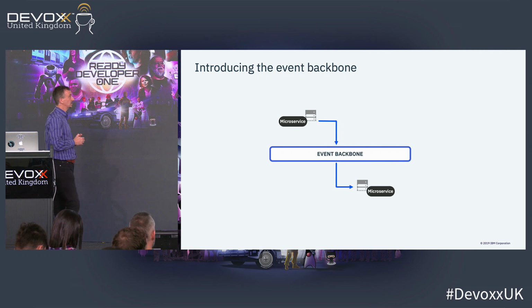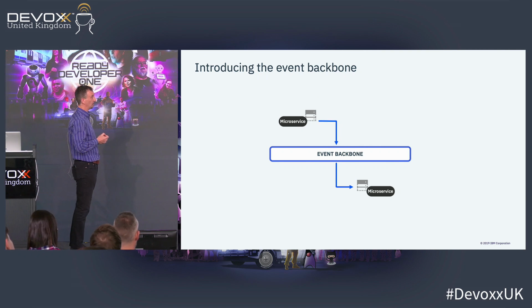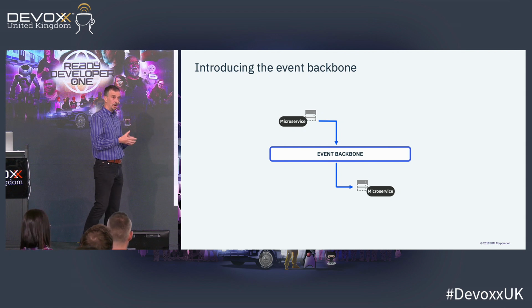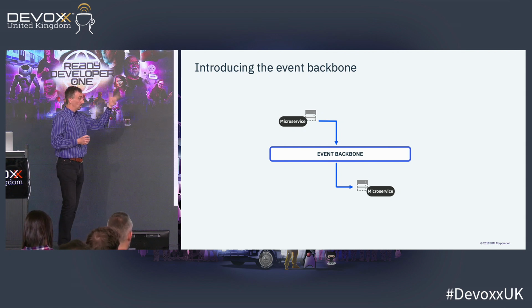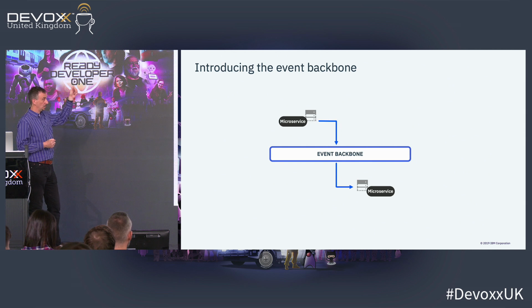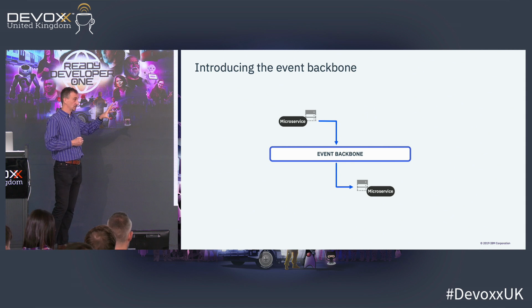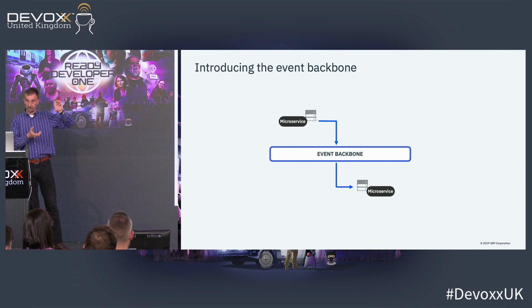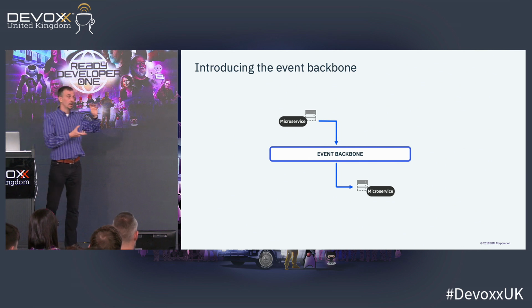So let's start off by introducing what the event backbone is for. So in a very, very simple case, I've got a pair of microservices here. One is a producer of events, and it publishes an event onto the event backbone. And there's a second microservice which is consuming. It's got a subscription to the same topic, and it gets sent the event. So we've now got these two loosely coupled and communicating.